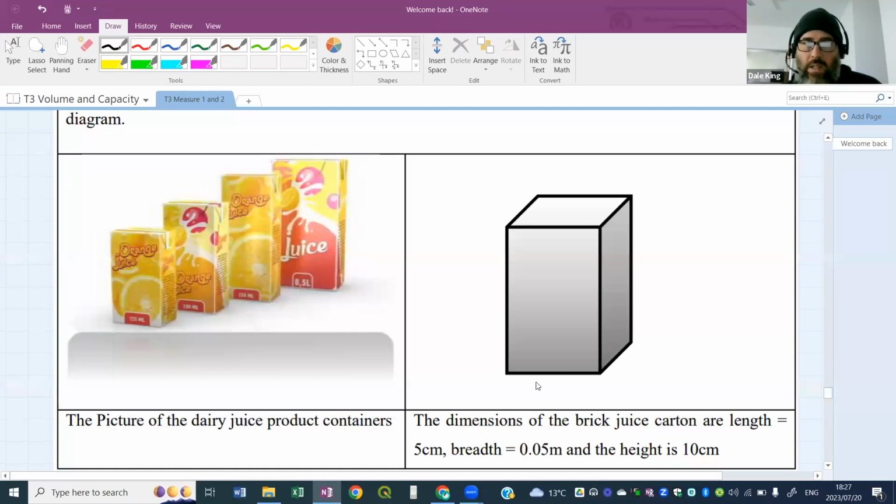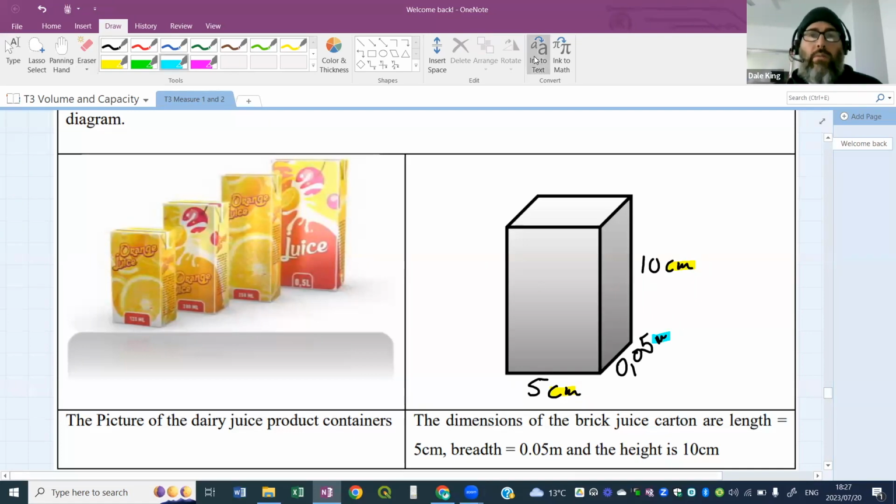So my length here, I'm going to say is the bottom, which is 5 centimeters. My breadth, they say, is 0,05 meters, and already we've got a problem because we've got centimeters and meters in one question. It's no good. We can't have meters and centimeters. But anyway, let's carry on. The height is 10 centimeters. So 2 dimensions have got centimeters highlighted in yellow, and 1 dimension is in meters.